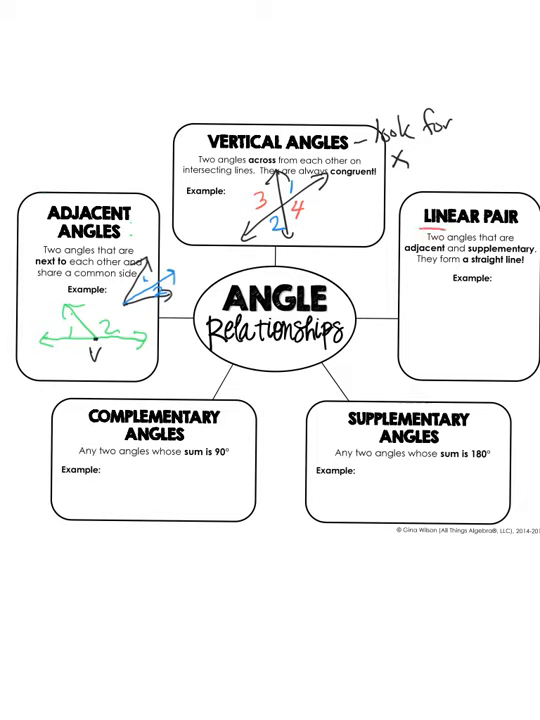Next, we're going to go to the right where it says linear. Inside the word linear is this word line. Pair means two, so it's a line pair. So you can notice two angles that are adjacent and supplementary. We have that term supplementary. Supplementary means it's a straight line, 180 degrees. So here's this straight angle or a straight line.